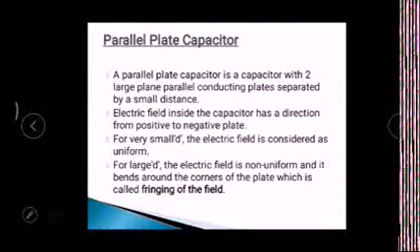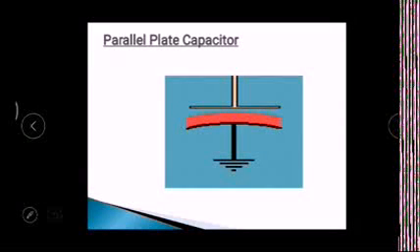If we increase the distance, then the electric field becomes non-uniform, and this is called fringing of the field. This fringing effect can be demonstrated by a figure in which one of the plates appears to be curved. So this curved plate represents fringing of the electric field. To make the electric field uniform, we keep the plates near to each other.